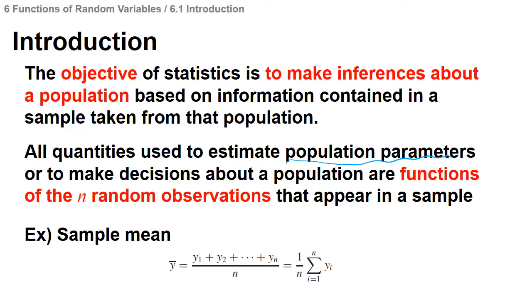There are many useful statistics. For example, the sample mean, which is the mean of all the samples that we have. This is an example of a function of the n random observations, which is a function of random variables. So this chapter is important in that most statistics are calculated from n random observations. So here's a bit of introduction.